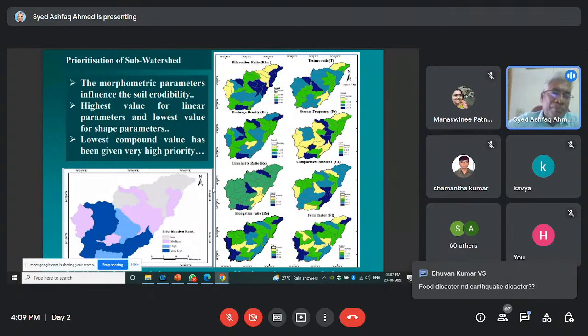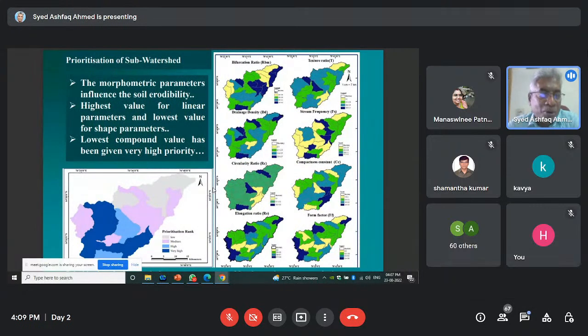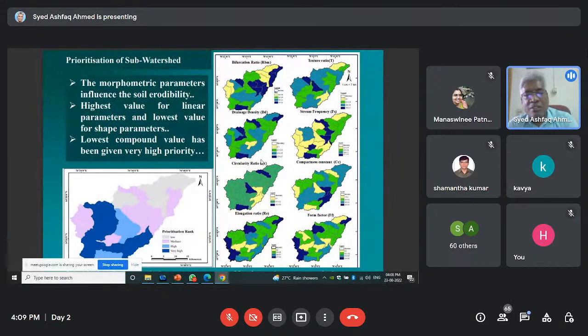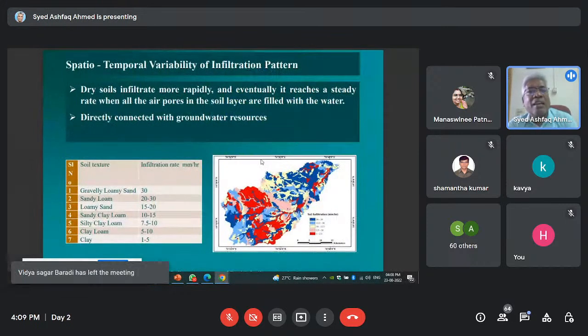Based on this, we can prioritize the watershed also. We can say which part of the watershed contributes a large amount of water, which part contributes to soil erosion, which part contributes in the form of rainfall. All those parameters you can characterize here. That is called the prioritization of watershed and sub-watershed. You can map, you can very clearly say how much is contributed from each of the sub-watersheds. So this is how very accurately you can calculate.